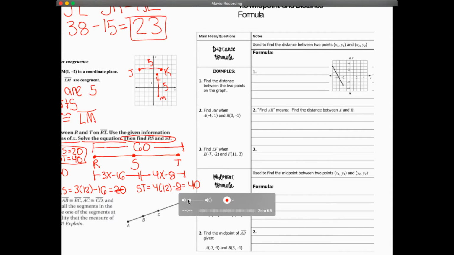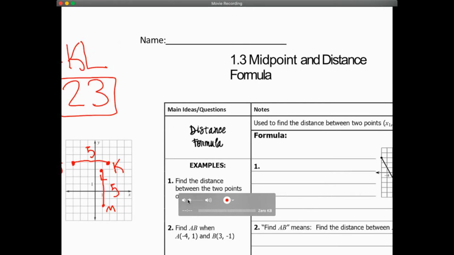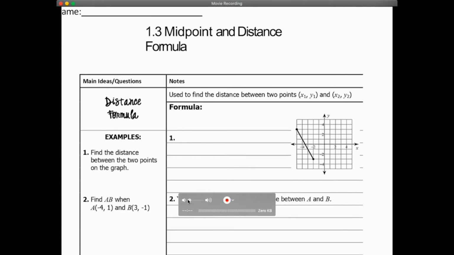So first things first, distance formula. Okay, so distance formula is, D is equal to the square root of x2 minus x1 squared plus y2 minus y1 squared. And x1, y1, x2, y2 are coordinates.